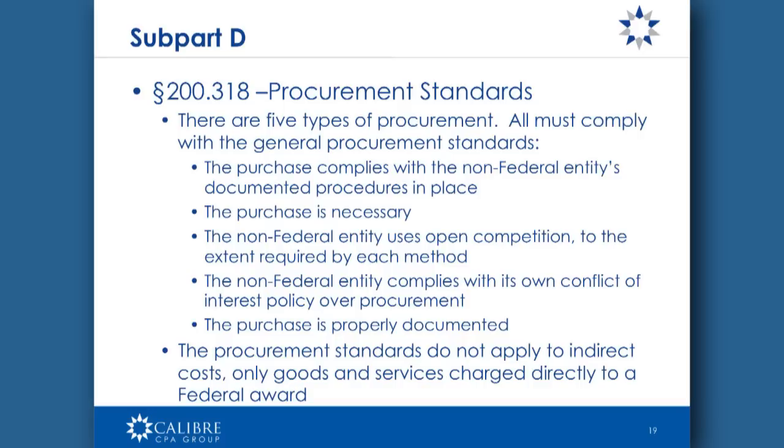Number two, obviously the purchase is necessary. Number three, uses open competition to the extent required, complies with your own conflict of interest policy. Again, so if you have a conflict of interest policy, make sure you're complying with it. And lastly, that the purchase is documented. There has to be some type of support for the document. And again, these apply to direct charges, not indirect charges, which are separately treated.